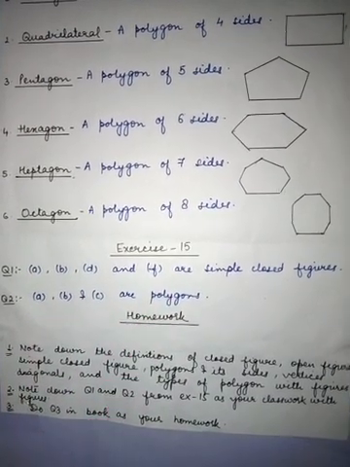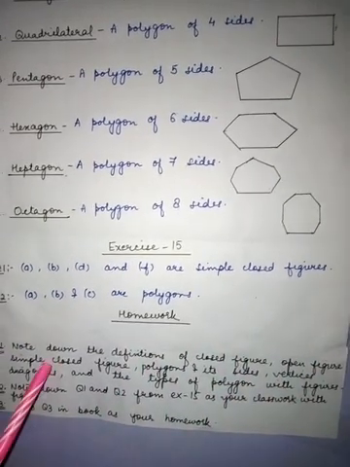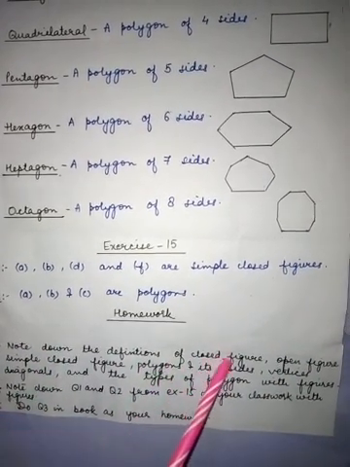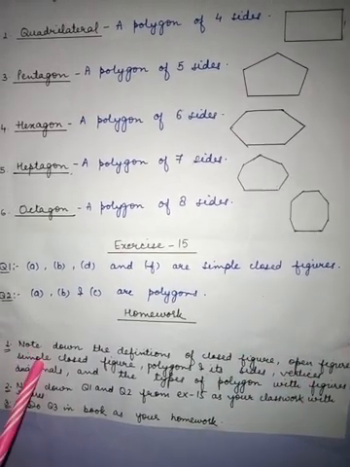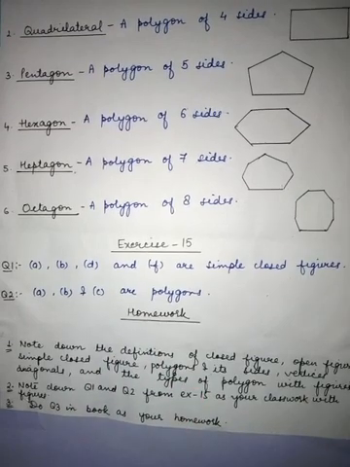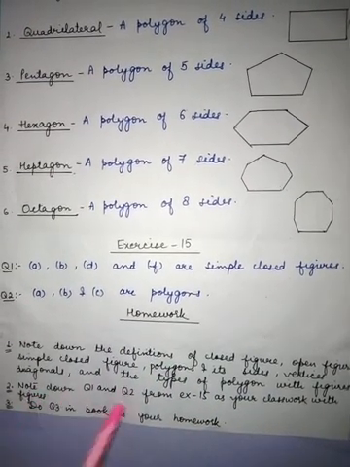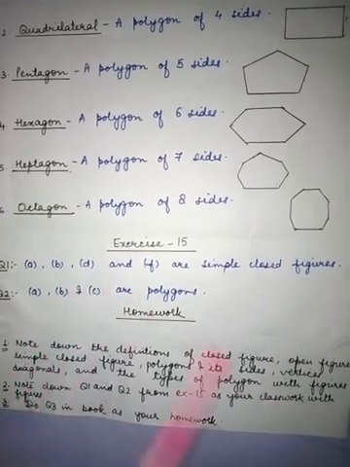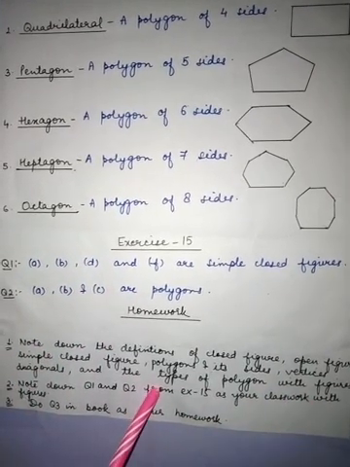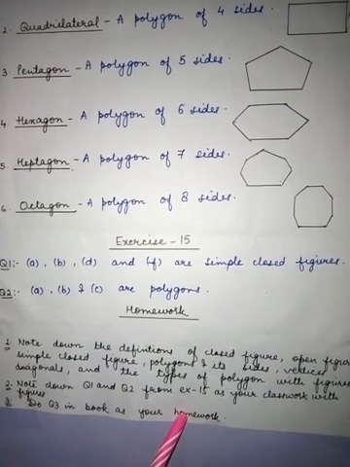Now what is your homework? Note down the definitions of closed figure, open figure, simple closed figure, polygons and its sides, vertices, diagonals and the types of polygon with figures. You have to note it all down in your copy. Then you have to note down question number 1 and 2 from exercise 15 as your classwork with figures. And then you have to do question number 3 in the book as your homework.